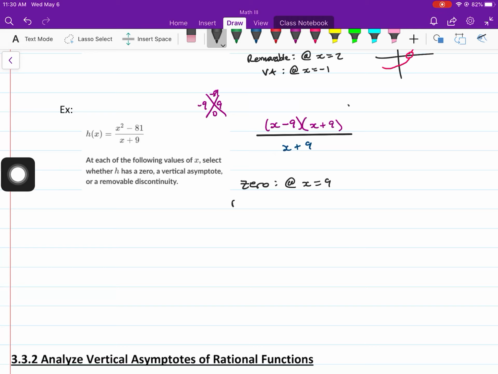And then for removable, at x equals negative 9. Why x equals negative 9? Notice they're both in the top and the bottom. That would cause a 0 with both the top and the bottom. And then last, there's nothing on the bottom that would cause a vertical asymptote. For that, I'm going to put none.